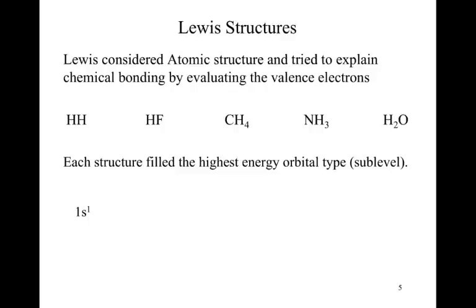The real gist of it, which is our Lewis structures. So Lewis considered atomic structure. Okay, so we have electrons, protons, and neutrons, and we've got some basic understanding of orbitals at this stage, or when Lewis entered the scene. And he wanted to come through and explain why certain atoms combine in different ratios.